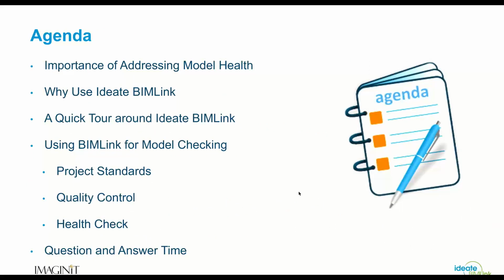So our agenda today is going to get into the importance of addressing model health. We're going to talk about why we want to use BIM Link for model health. Then we're going to get into a quick tour of what BIM Link is, and I'll create some stuff in there. And then we're going to get into really the bulk of the presentation, which is using BIM Link for model checking. And we're going to focus on 3 areas: project standards, quality control, and health check. And then at the end, we'll have some Q&A.